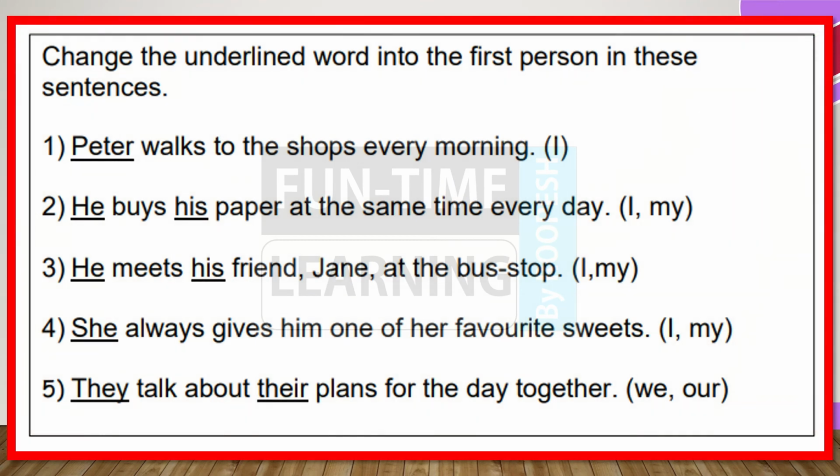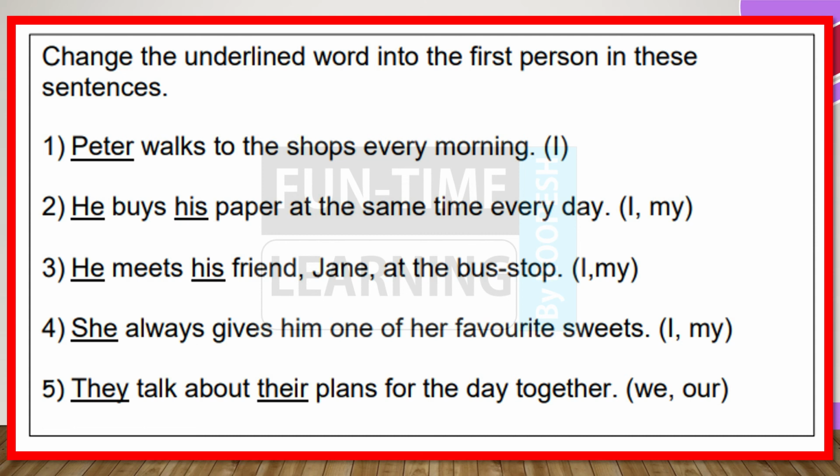And this is an activity. This is a worksheet for you. And what is the heading of it? What is the question, instruction given to you? Change the underlined word into the first person in this sentence. First person. What does it mean? Let's read the first one and try to understand what it means. Peter walks to the shops every morning.